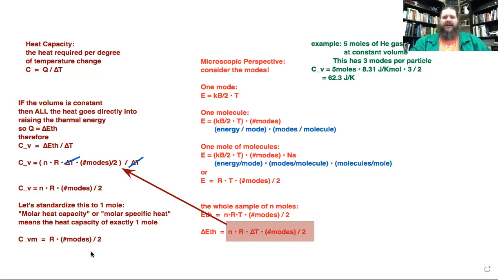Any other questions on that, the constant volume heat capacity stuff? Or any other questions or other topics you'd like to work on?